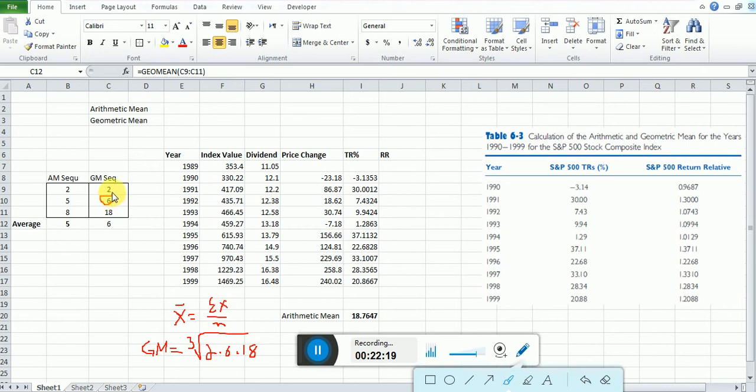So the distance here and the distance here, because the 2 is lower by 3 times and the 18 is higher by 3 times. So in between, this 6 is the average value. But in an arithmetic sequence, we cannot say that this 2 is lower by 3 times. No, this 2 is just lower by 3 and this 8 is just higher by 3.